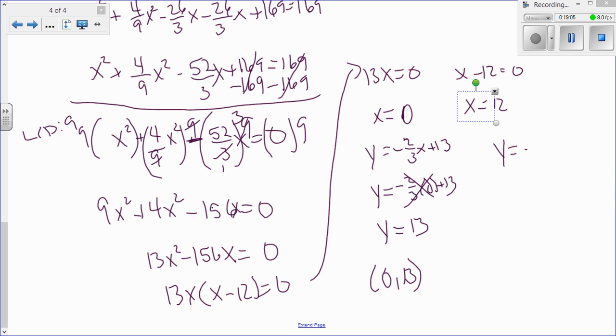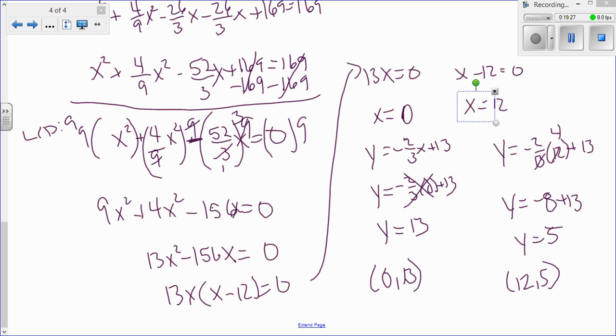y equals negative 2/3 times 12 plus 13. 3 goes into 12 4 times. So y equals negative 2 times 4, which is negative 8, plus 13. Negative 8 plus 13 is 5. So I have the point 12, 5, and that's what I predicted by the graph of the equation. All right, believe it or not, this is easier than what was in your original packet.